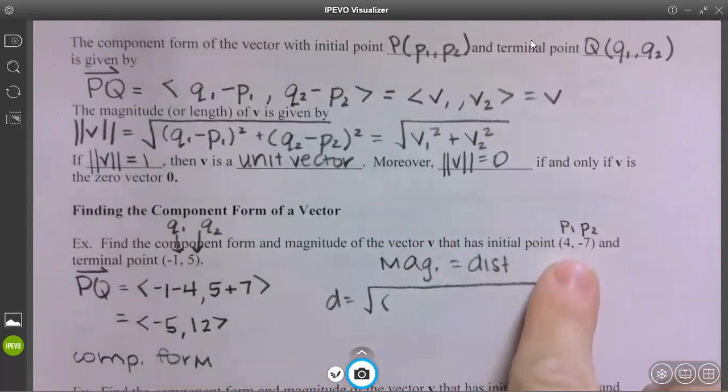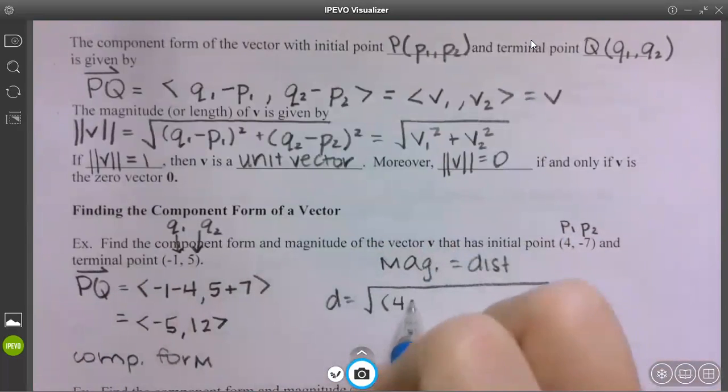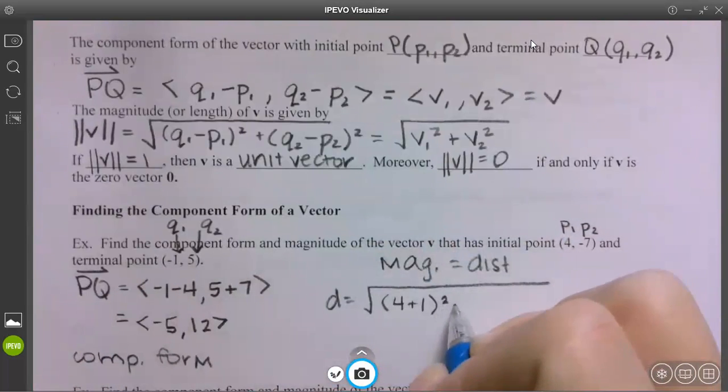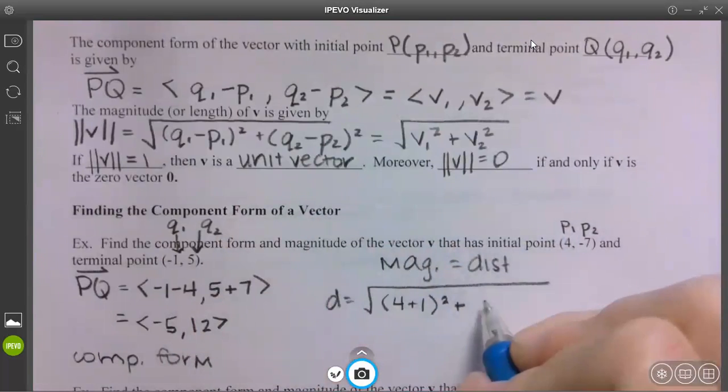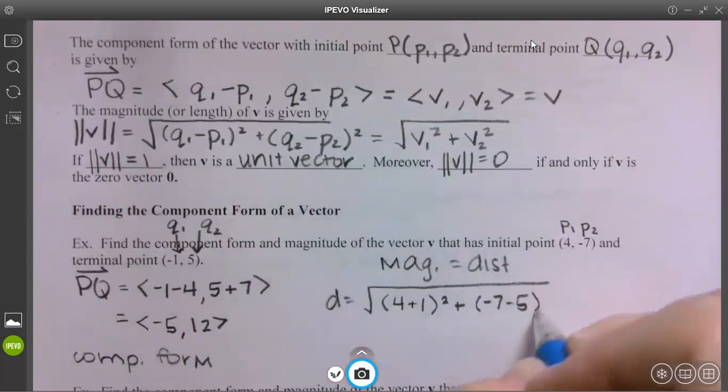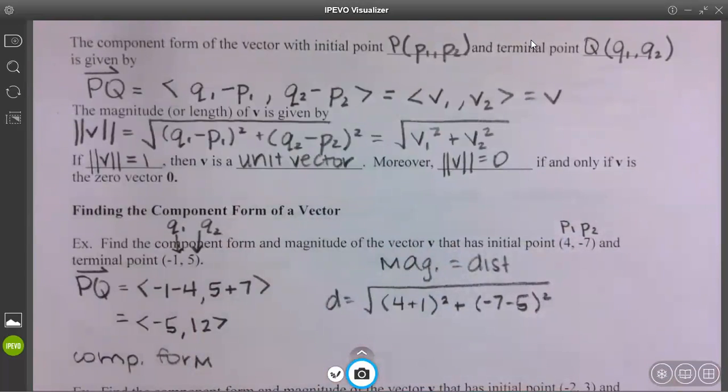That's going to be your initial 4 minus -1, or 4 plus 1 squared. I just go in order with this. If you want to find the formula, that's perfectly fine. It's all going to turn out the same. -7 minus 5 squared.